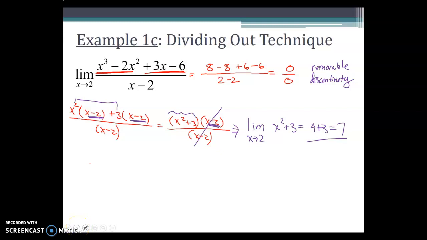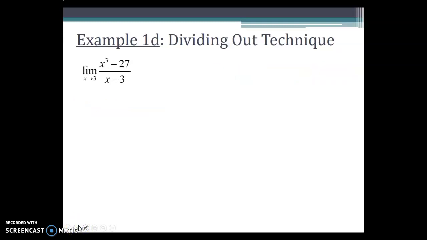We've got two more. Here's the next one. Again, trying direct substitution is always your first line of defense. 3 to the third power minus 27 over 3 minus 3 definitely gives you 0 over 0. So take a couple minutes, see if you can come up with how to factor the top to get this x minus 3 out of there. There are two distinct ways of factoring this thing. So why don't you pause the video and do that.